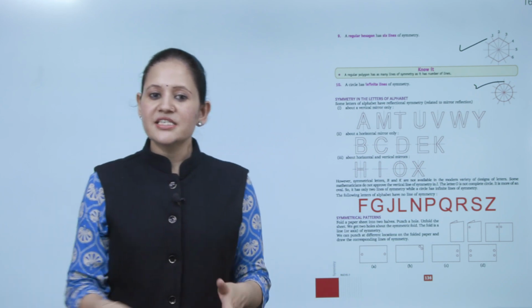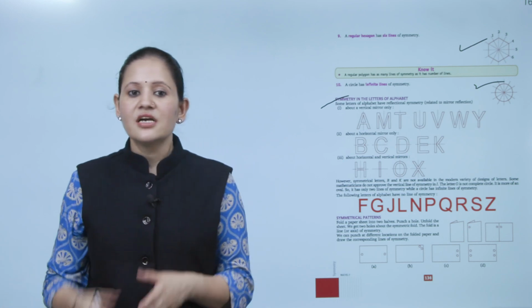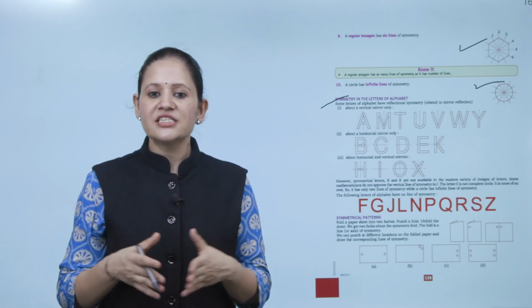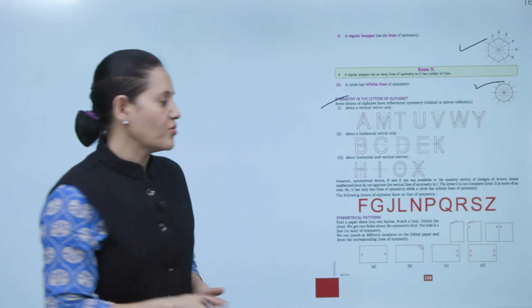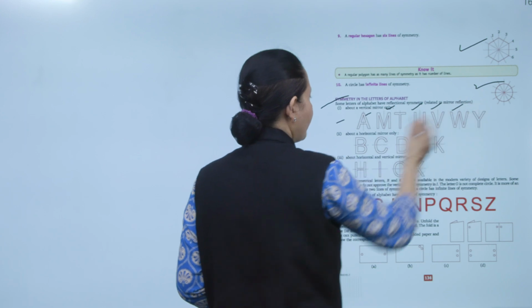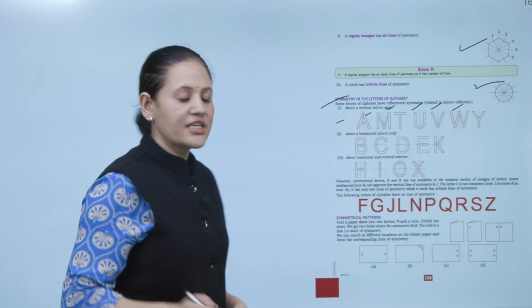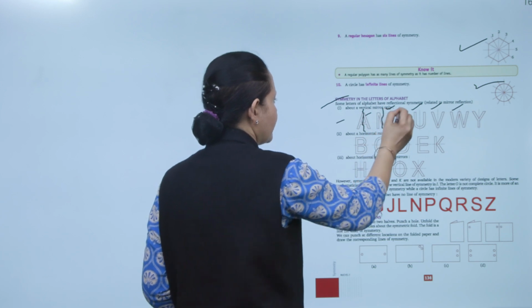Next is symmetry in the letters of the alphabet. Some letters have reflection symmetry related to mirror reflection about a vertical mirror only. So letters A, M, T, U, V, W and Y have a vertical line of symmetry. This is the vertical line of symmetry.